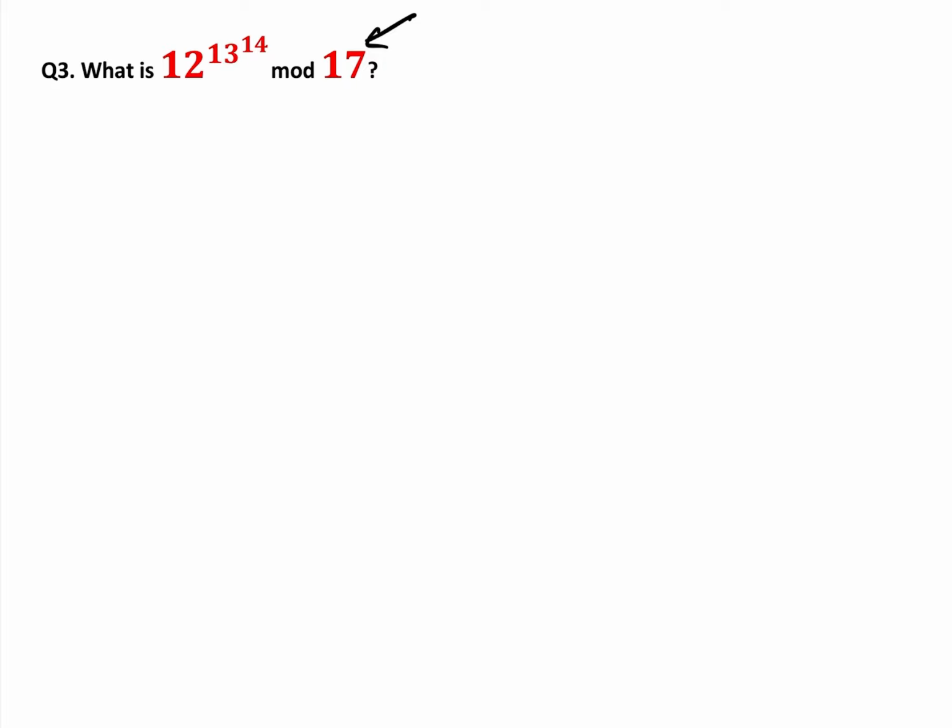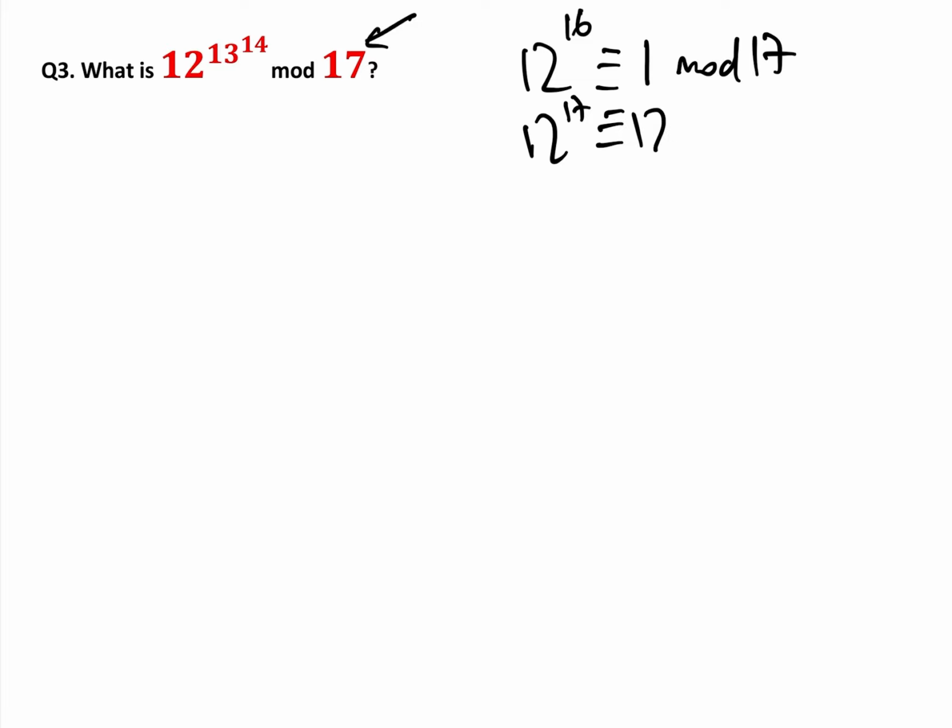Okay, now again, we can use Fermat's little theorem because 17 is a prime number, so therefore we know, for the reasons that we've already discussed, 12 to the power of 16 equals 1 mod 17, and 12 to the power of 17 is 12 mod 17. Both of those are Fermat's little theorem.